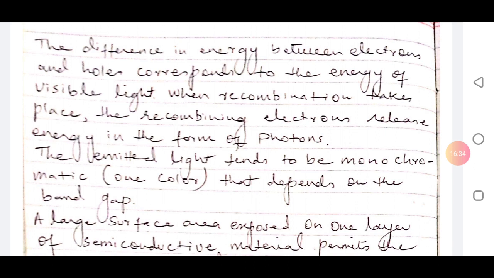Then the next paragraph is saying the emitted light tends to be monochromatic, one color that depends on the band gap. Students, I have already told you in previous classes what the band gap is. Band gap is basically the difference in energy. When the electrons jump towards the p-type material and recombine with holes, there is always a difference in energy. This is called band gap. And the visible light emitted by electrons in the form of photons is always monochromatic. What does monochromatic mean? Monochromatic means light of one color.